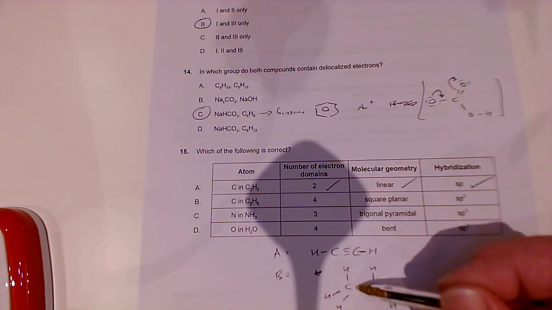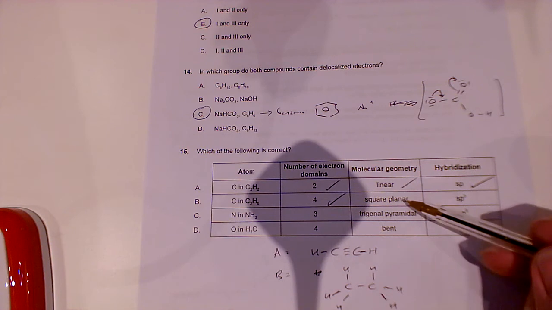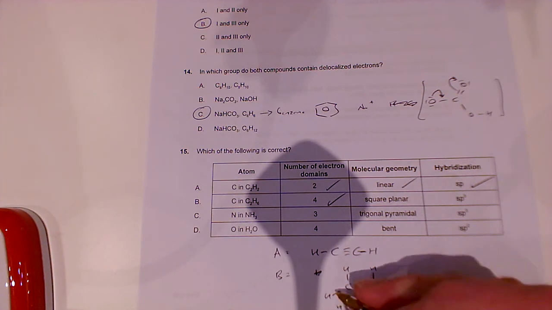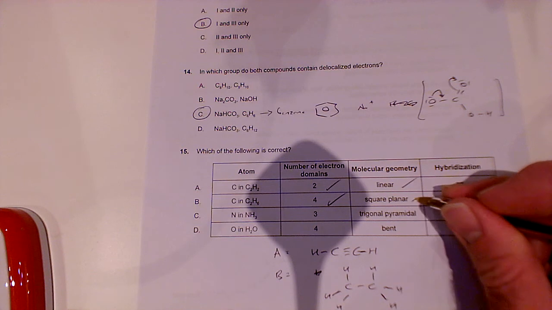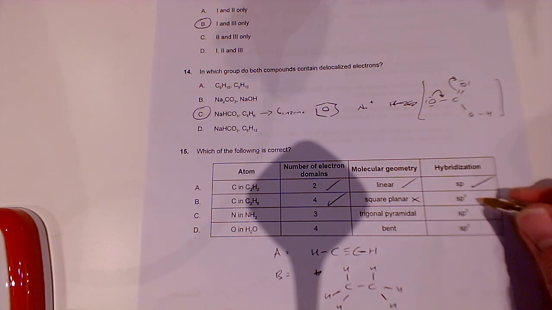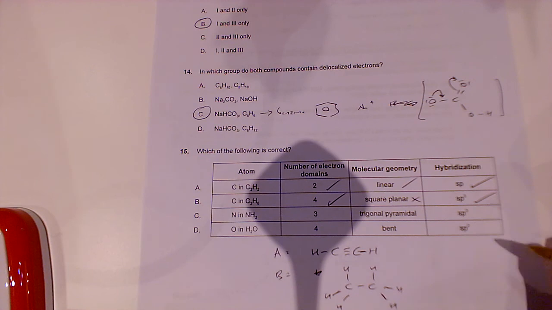4 electron domains around each carbon. Yes, that's correct. Square planar, that's not correct. The molecular geometry around each carbon would be tetrahedral rather than square planar, so that's not correct. And then sp3, when you see single bonds, then yes, we've got sp3 there. So that is correct, but it's not square planar.